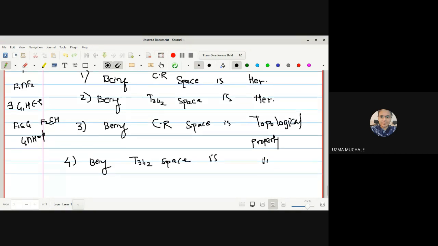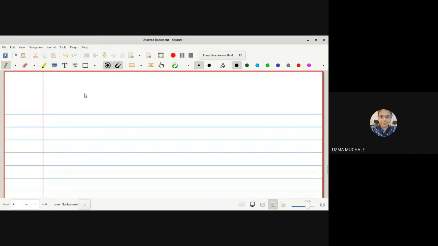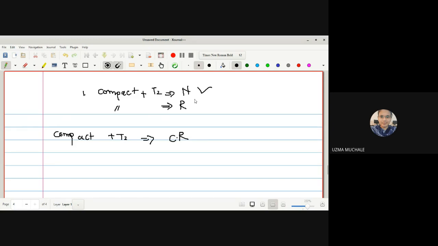And the next corollary depending on this one is, I hope you remember somewhere we have proved every compact T2 space is normal, as well as we have proved every compact T2 space is a regular space. In the very similar way, here we have to prove that every compact T2 space is completely regular. These two theorems we have seen. In the very similar way, there is one more theorem, that every compact T2 space is completely regular.